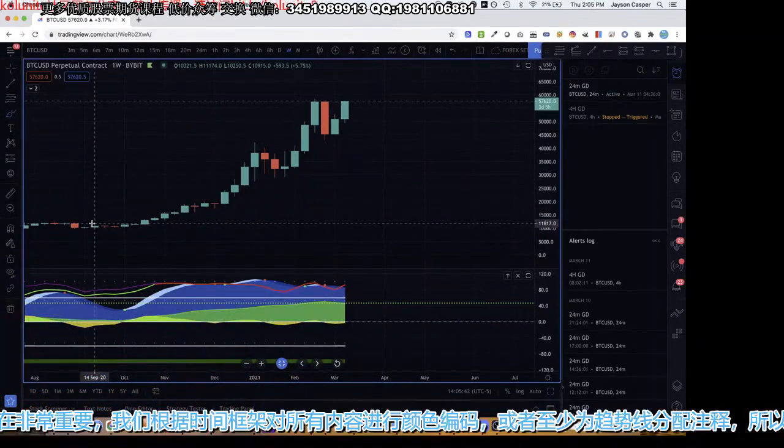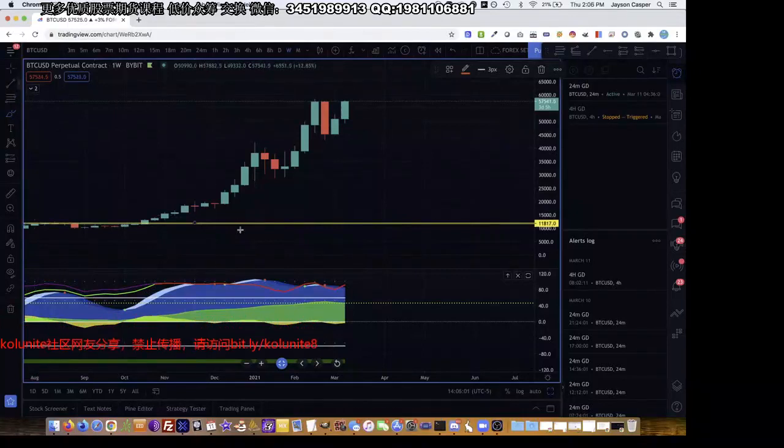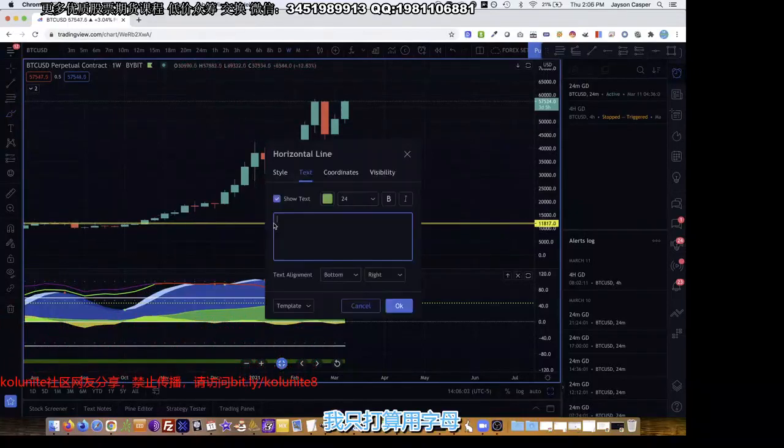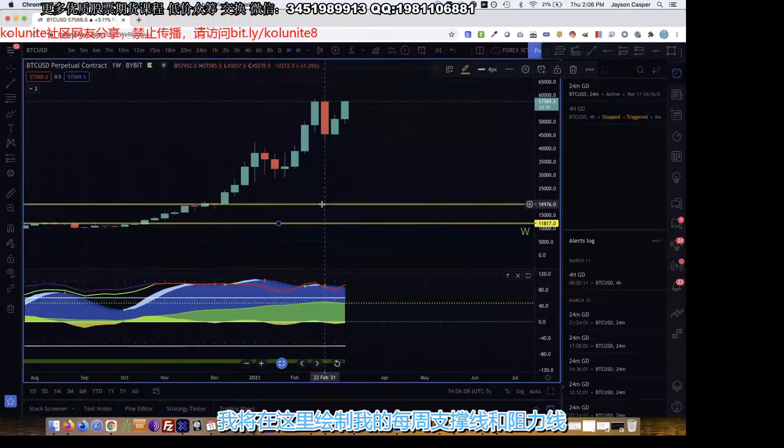Now, it's very important when we're doing top-down analysis that we color code everything according to the time frame, or at least assign notes to the trend line. So if I'm going to draw weekly support and resistance lines, just for example's sake, I'm going to use letters. I'm going to use W for the weekly, and I'm going to draw my weekly support and resistance lines in here.